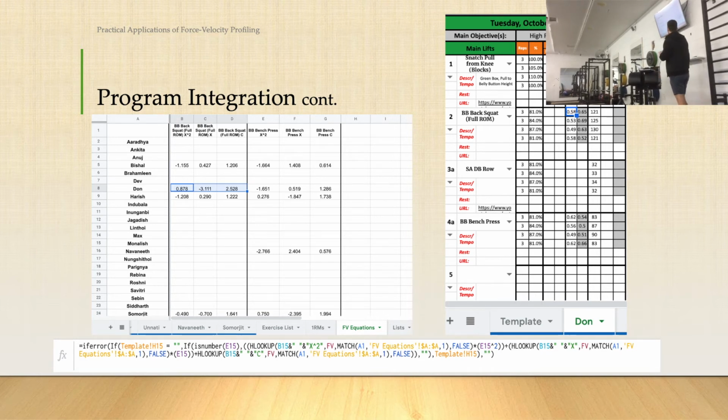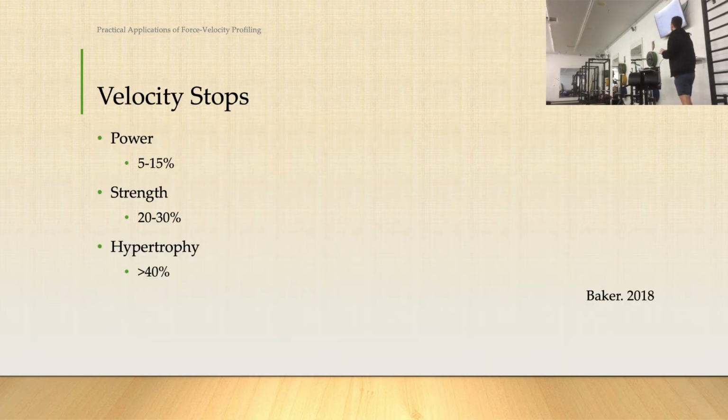Okay, so if you don't have the paid version of GymAware, or even if you don't have GymAware at all, the next couple of slides will be helpful. I was going to put up a heap of different articles talking about how it relates to power, strength and hypertrophy, but Dan Baker summed it up pretty well in his 3-part VBT guide. And he just suggests that for maximal power output or improvement, you're looking at 5 to 15% velocity loss over a set. Strength, you're looking at 20 to 30%, and then hypertrophy greater than 40%. I'd probably tend to lean more towards the 20% for the strength.